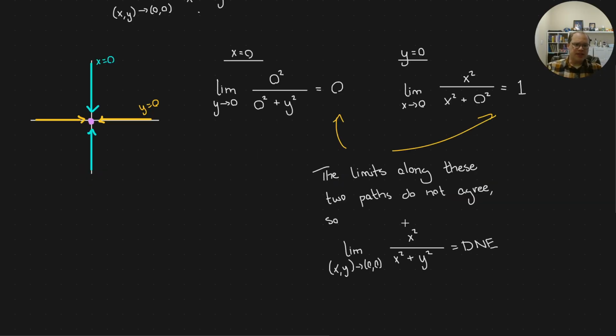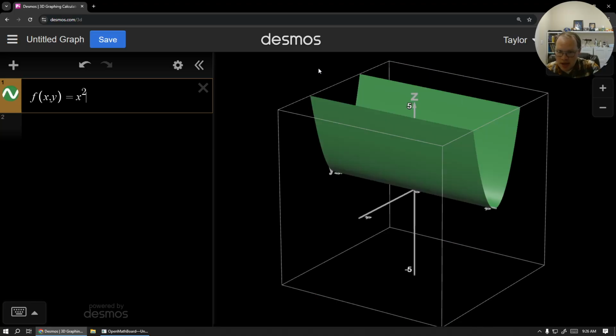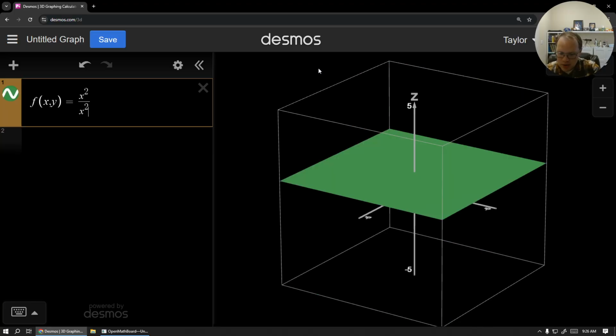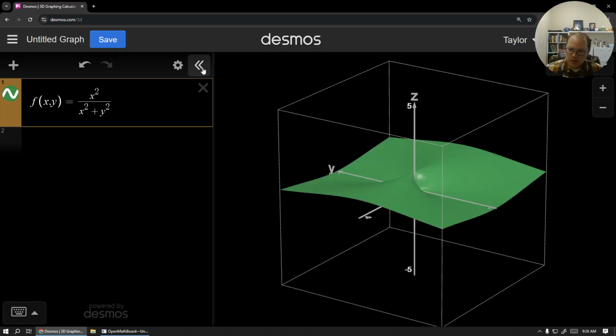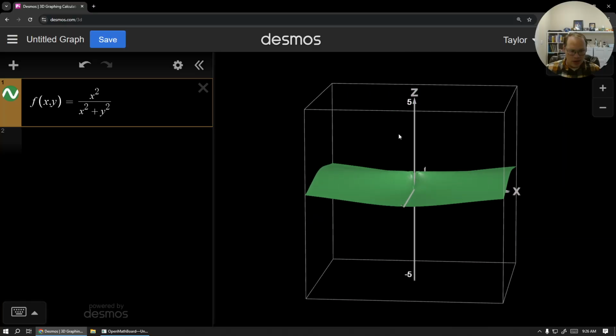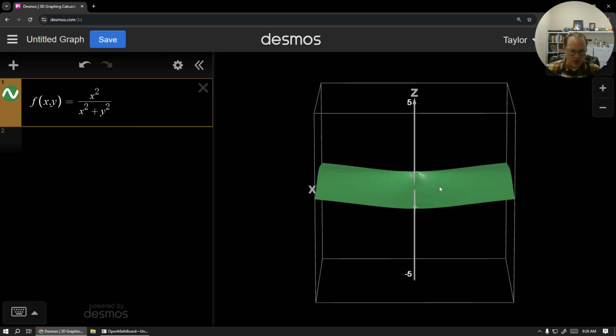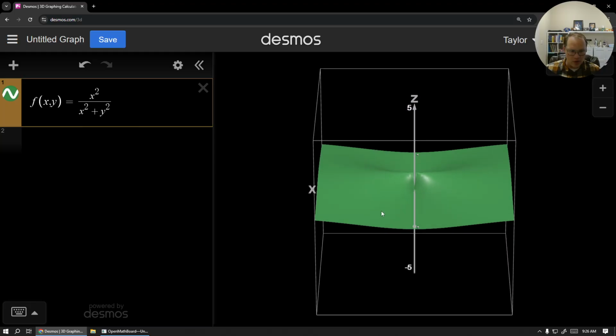It'll help if we can see this in our graphing calculator. So let's pull up our graphing calculator. Now our function was x squared divided by x squared plus y squared. And actually that green color is probably pretty good, so you can see what's going on at the origin. There is something funky going on there at the origin, isn't there?